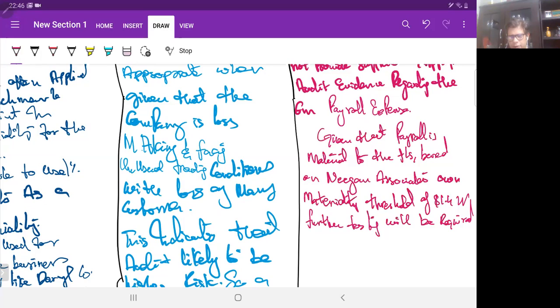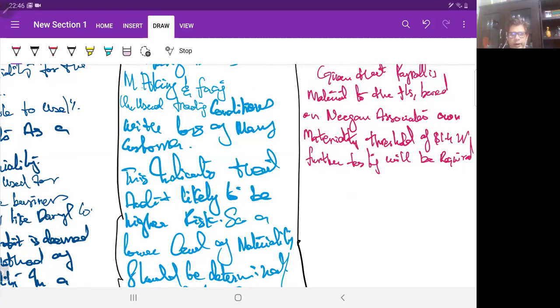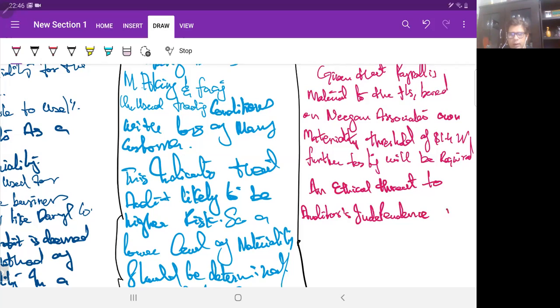Now, in this part, we also have an ethical threat as well. So let us discuss that. An ethical threat to auditors' independence is raised by the provision of the payroll service to the client.